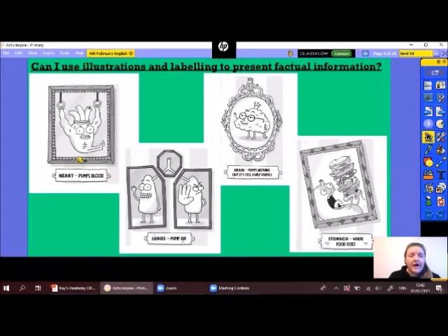For example, you have the heart here, which pumps blood. The lungs pump air. The brain pumps nothing, but it's still fairly useful. And the stomach, where food goes. And the illustrator has drawn all of the organs as if they're tiny little characters, tiny little people.